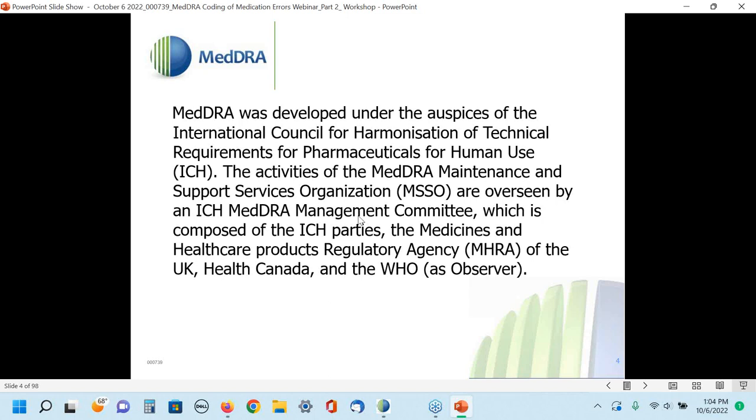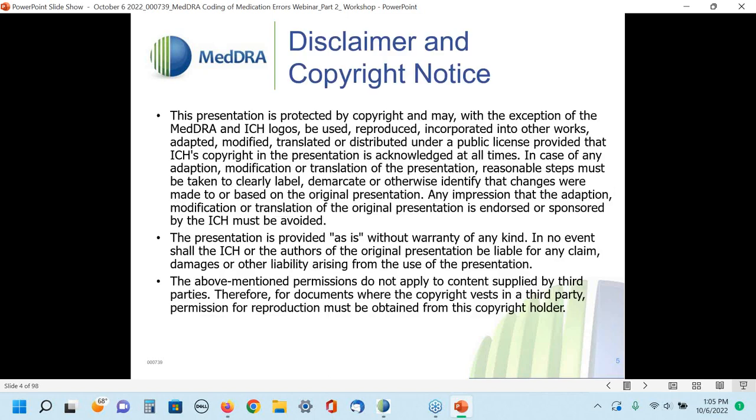The activities of the MSSO are overseen by a MedDRA Management Committee, which is made up of ICH parties, MHRA, Health Canada, and the World Health Organization as an observer.